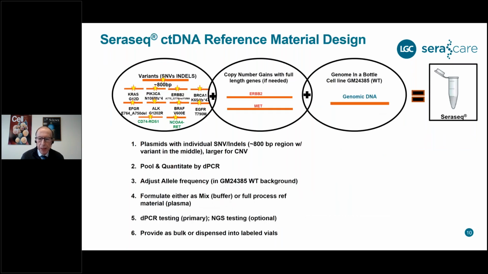So here's more details about how we manufacture the product. We design them by creating a mix of clinically relevant variants. The variant is within a plasmid construct of about 800 base pairs with the variant in the middle. And you can see I've listed a number of clinically relevant variants here, from KRAS to EGFR T790M, as well as 2 fusions, CD74-ROS1 and NCOA4-RET. Again, this is at the DNA level.